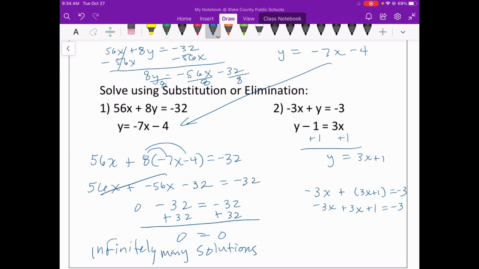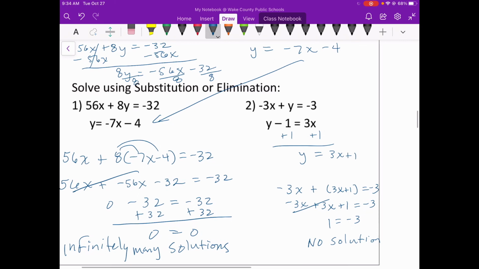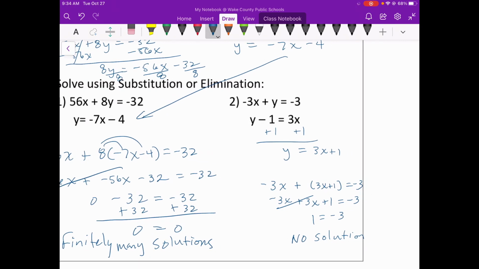And now my 3x's, if you add those together, they cancel. And I've got 1 is equal to negative 3. Well, that's not a true statement. 1 is not equal to negative 3. 1 will never be equal to negative 3. So because that's a false statement, that's a clue that this is a no solution situation.